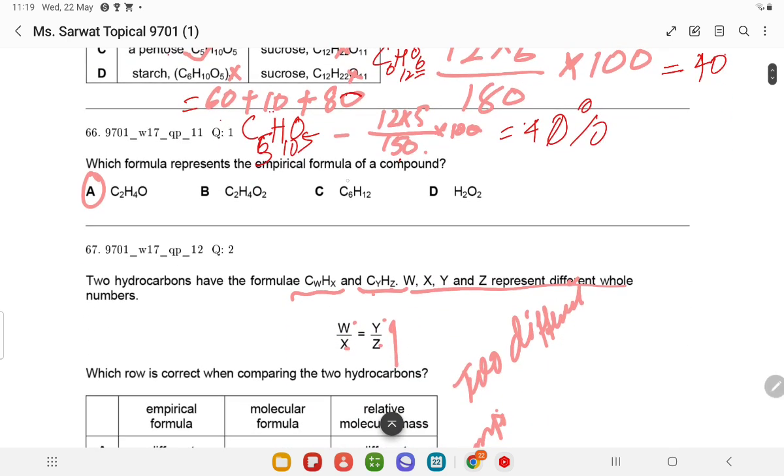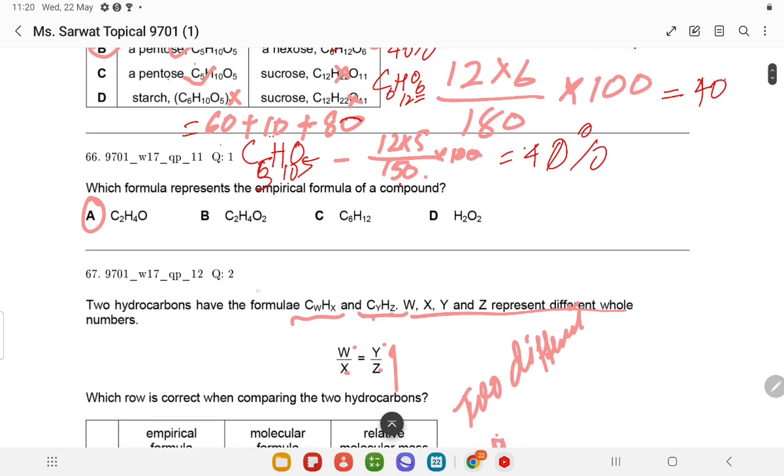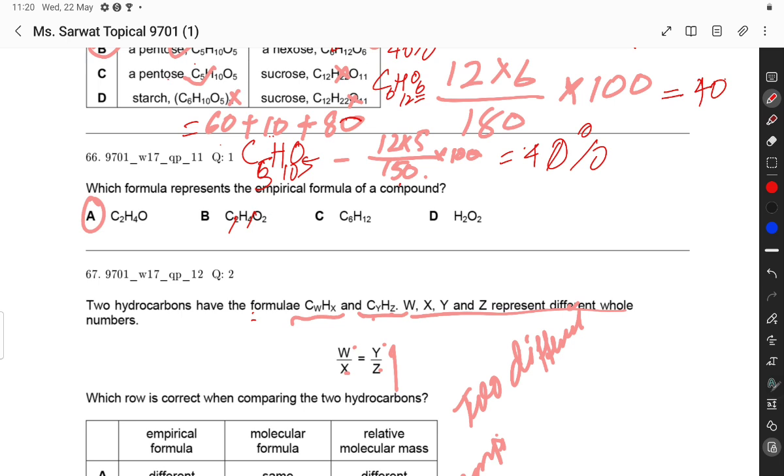Which formula represents the empirical formula of a compound? C2H4O is not the empirical formula because 2, 4, 2 can be divided by 2. CH2O is the empirical formula in this case. So C2H4O is the molecular formula of the compound.